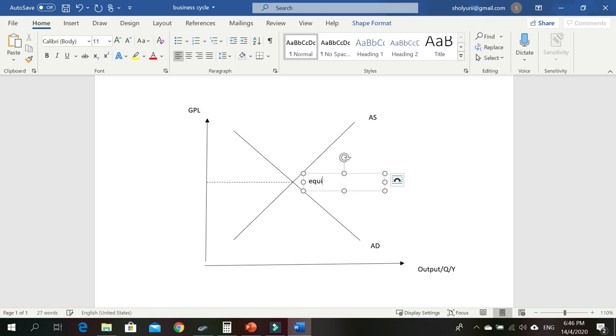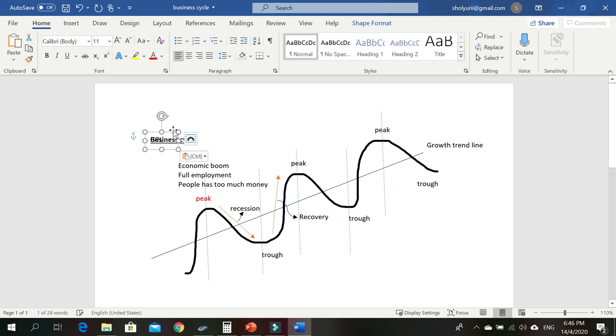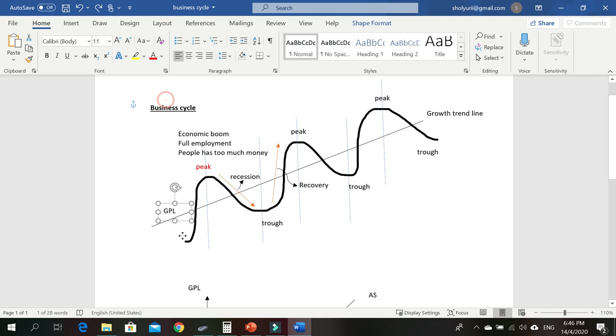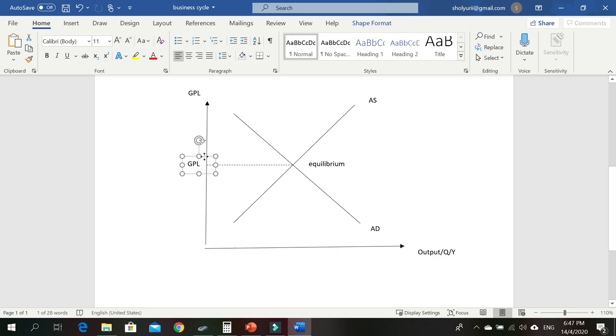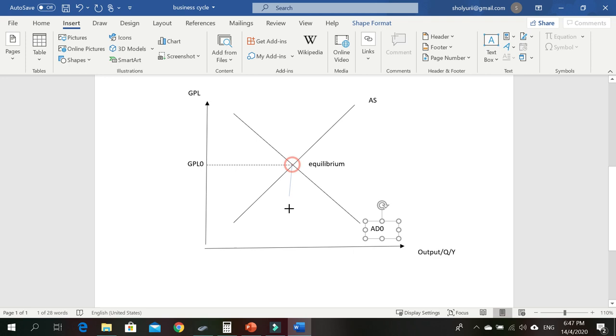So the thing is, what happened here? Kita akan ada kat sini GPL, kita akan dapat harga, general price level yang equilibrium. So kita buat dia adalah zero sebab dia asal punya. Okay, aggregate demand zero. Alright, so satu lagi kita ada output zero.